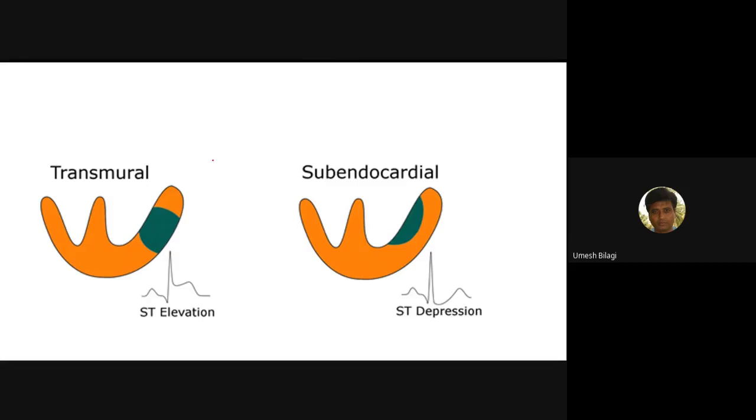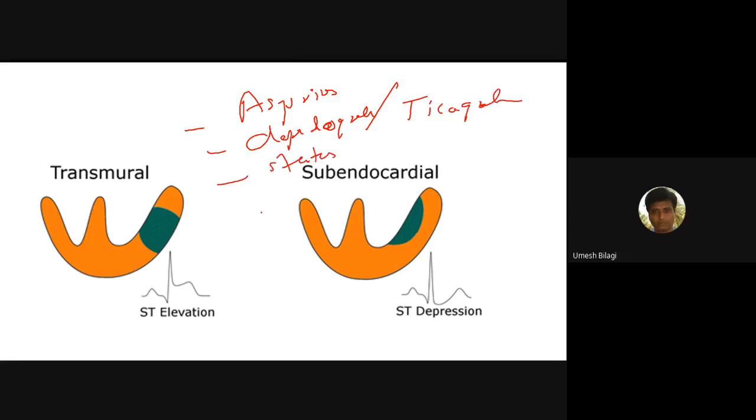Now, management of MI. A lot of questions will come on management of MI. That's why I'm discussing them. In a STEMI patient, we should have thrombolytic therapy or primary angioplasty, and apart from that, we should give them aspirin, clopidogrel, or ticagrelor. Then we should give them statins, beta blockers, and ACE inhibitors. We'll discuss each of them.